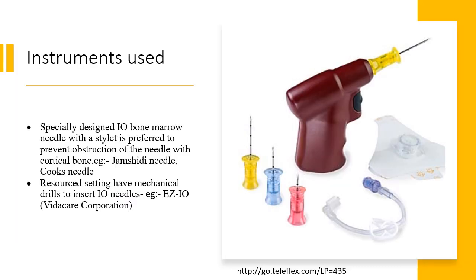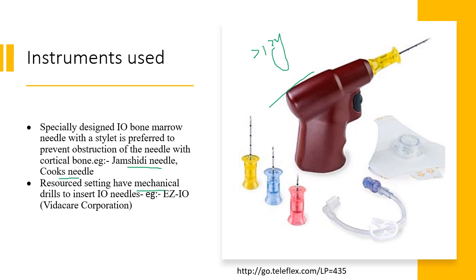What are the instruments used to get an intraosseous access? In resource limited settings, we generally use a Jamshidi needle or a Cook's needle. If you are in a private setup in a very resourced setting, then you can have mechanical drills to insert intraosseous needles. This is an example of an EZ-IO drill that can put the intraosseous access easily. This system is approved up to 24 hours use and it can be extended up to 48 hours. It's approved for more than 12-year-old age groups.